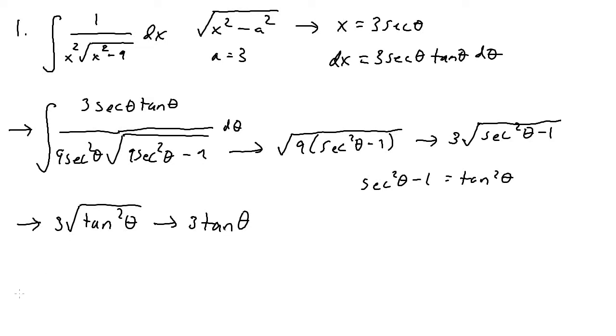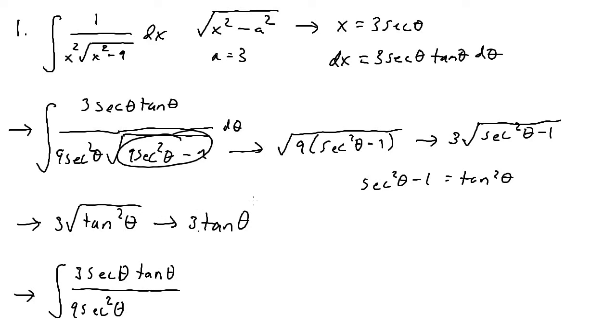Now I'm going to rewrite the integral here. We get the integral of 3 secant theta tangent of theta over 9 secant squared theta, and we simplified the square root to 3 tan theta. So I'll rewrite it as multiplied by 3 tan theta d theta. Now the tangents will cancel, the 3's will cancel, and one of the secants will cancel.